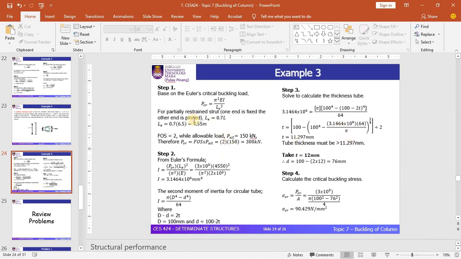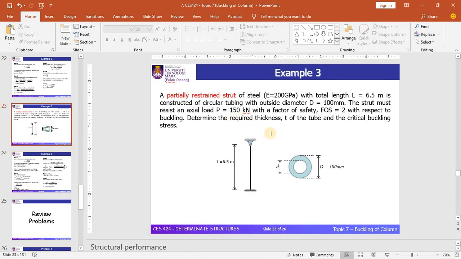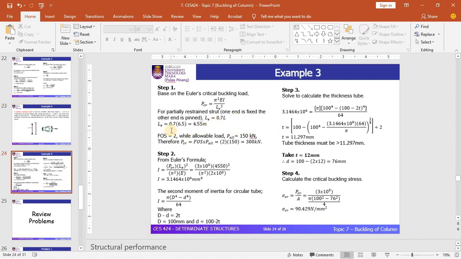The first step is to calculate the critical buckling load. Since this is a partial restraint condition, the effective length LE is equal to 0.7 L. Since L is 6.5 meters, LE is equal to 4.55 meters. Given that the factor of safety is 2, and we have defined that the allowable P is equal to 150 kN, therefore the critical buckling load is equal to 300 kN.